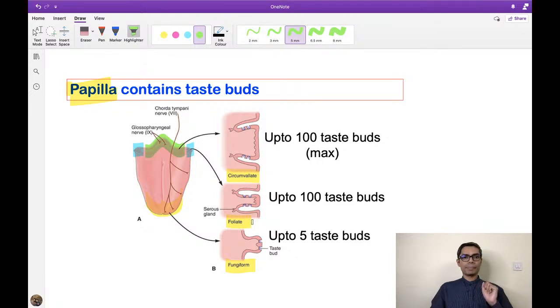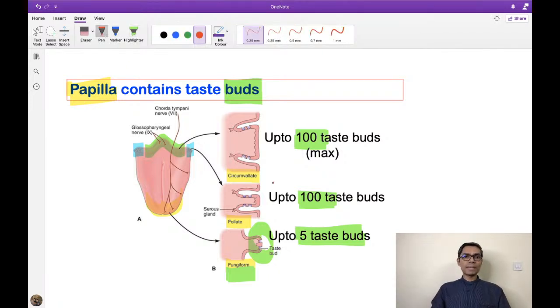If you look at the papilla, what are you going to find? You are going to find multiple taste buds. So this is the papilla. At the top of this papilla, you can find taste buds. How many taste buds are there? Note down: in a single fungiform papilla, up to 5 taste buds are located. In a single foliate papilla, up to 100 taste buds are located, and in a single circumvallate papilla, around 100 taste buds are located. If you have to choose only one answer for which of these papillae contains the maximum number of taste buds, this is the best answer.